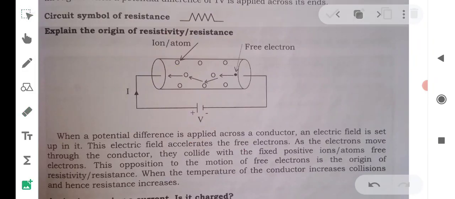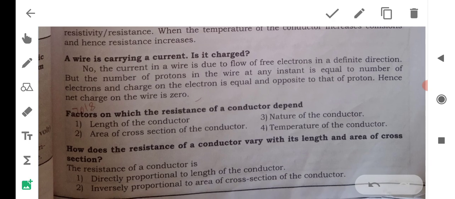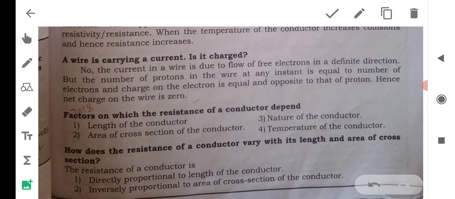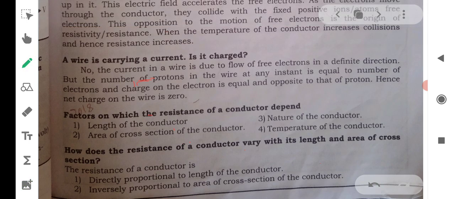Okay, now we'll discuss the next topic. One question is here: a wire is carrying a current. Is it charged? Suppose one wire is there and it has I amount of current. Is it charged? No. The current in a wire is due to the flow of electrons only. The flow of electrons will give the current, but the number of protons in the wire at any instant is equal to the number of electrons. Hence, the charge on the electron is equal and opposite to that of the proton. Hence the net charge on the wire is 0.